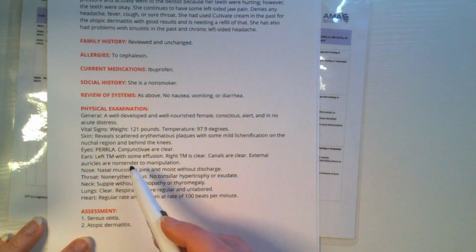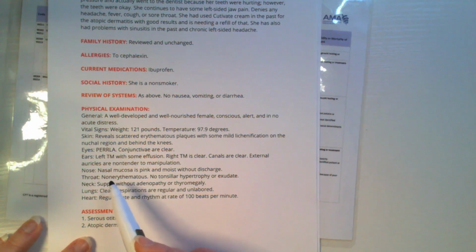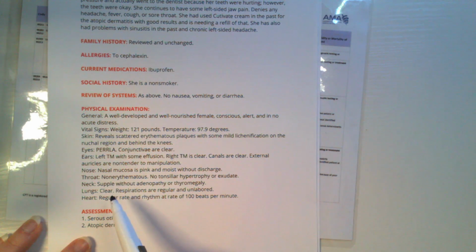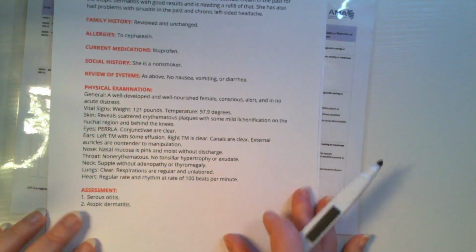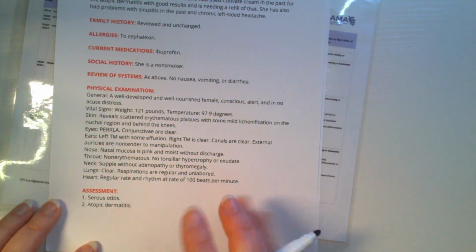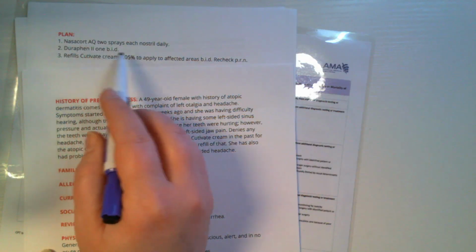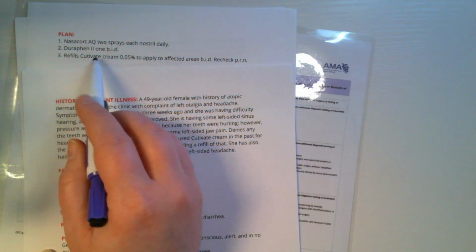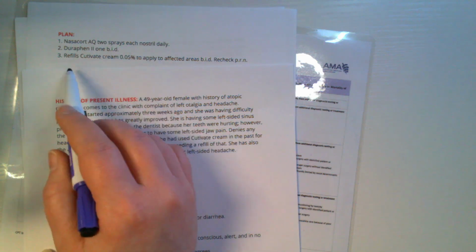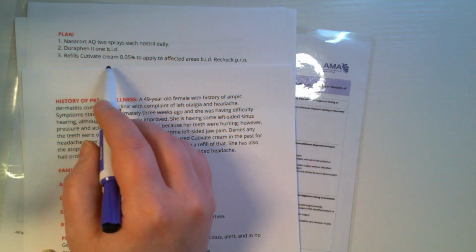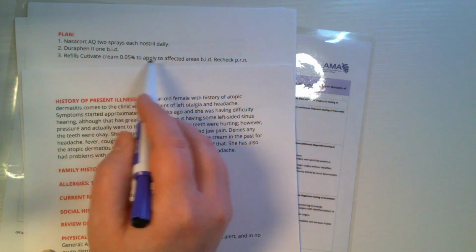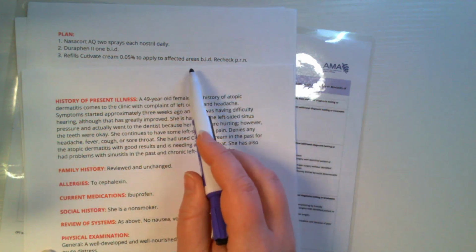Eyes are good, ears are good, nose is good, throat, neck, lungs, heart looks good. And then assessment: serositis and atopic dermatitis. Nasacort AQ, 2 sprays each nostril daily. Durafin 2, 1 twice a day. Refills Cutavate cream 0.05% to apply to affected areas twice a day.